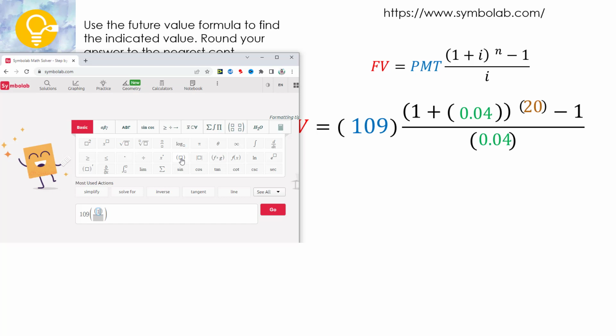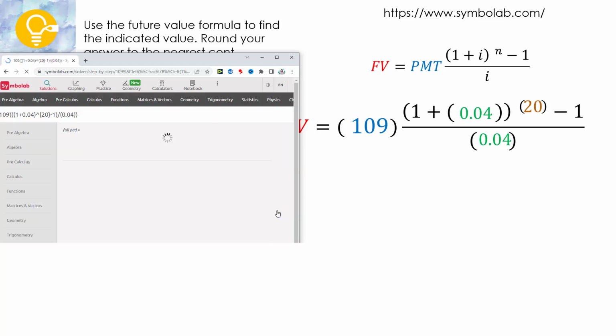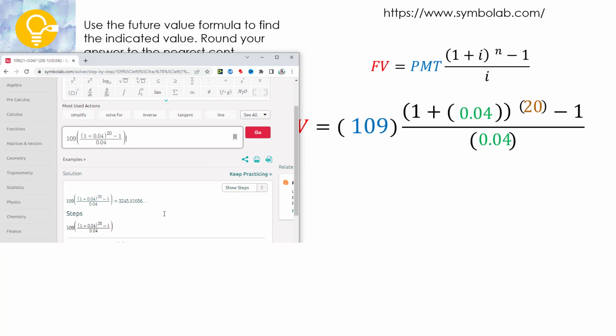That is 1 plus 0.04. Over arrow, we have an exponent of 20. So I'm going to do my exponent 20 over arrow minus 1. All over, now I'm in the denominator, 0.04. And let's go. All right, we need to write this number down.